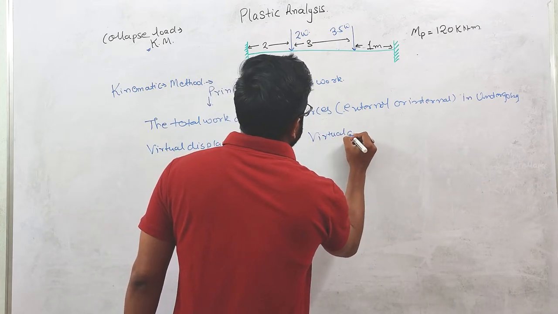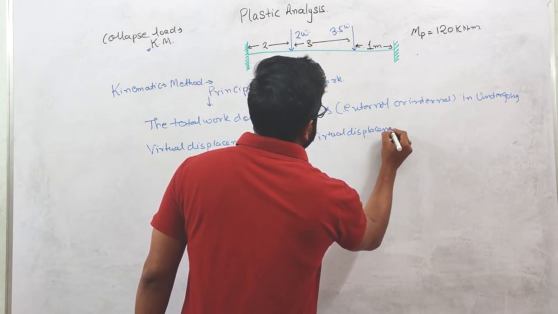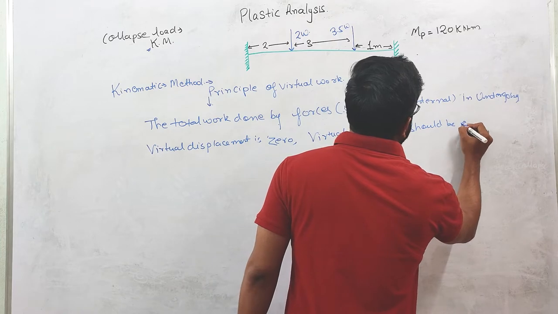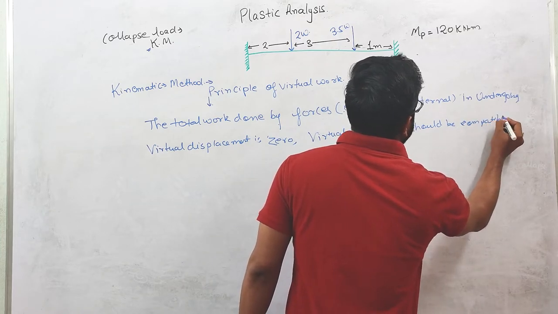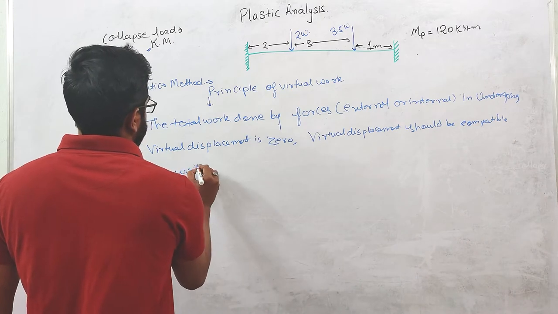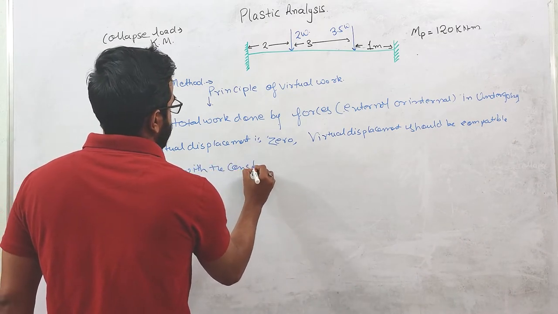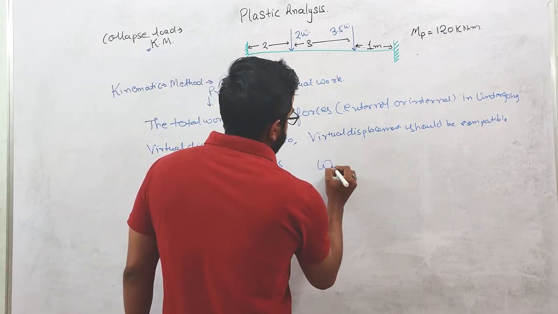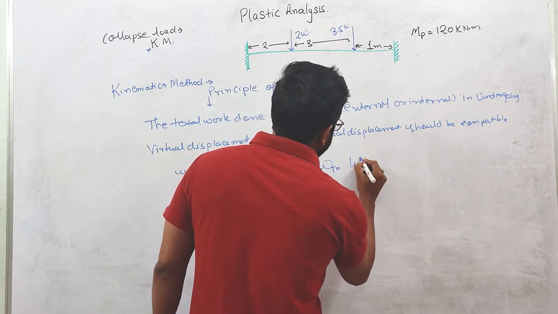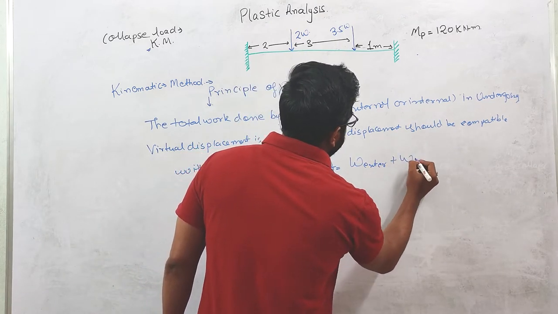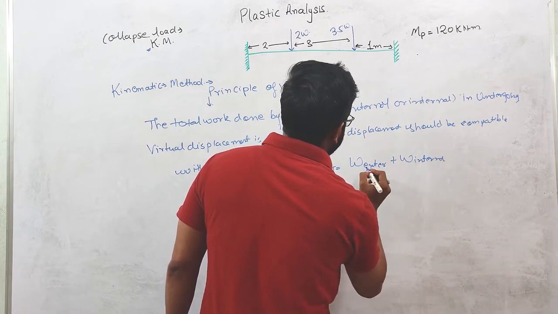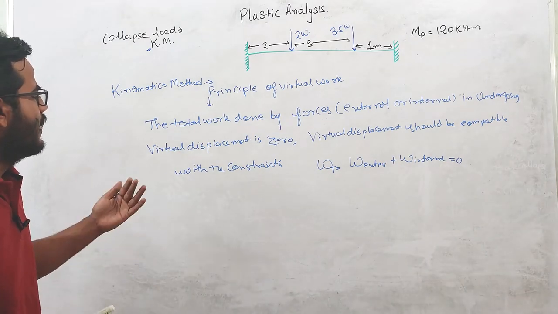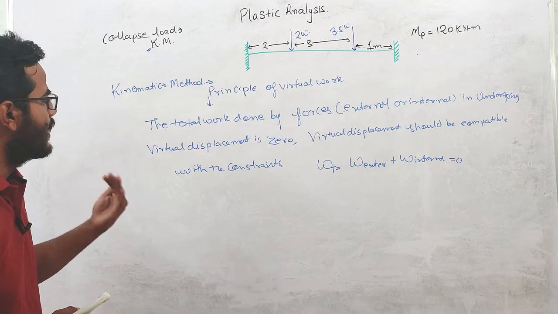And the virtual displacement should be compatible with the constraints. In short, I can write: total work done is equal to work done due to external forces plus work done due to internal forces, and this value should be equal to zero. We will be learning about virtual displacement.